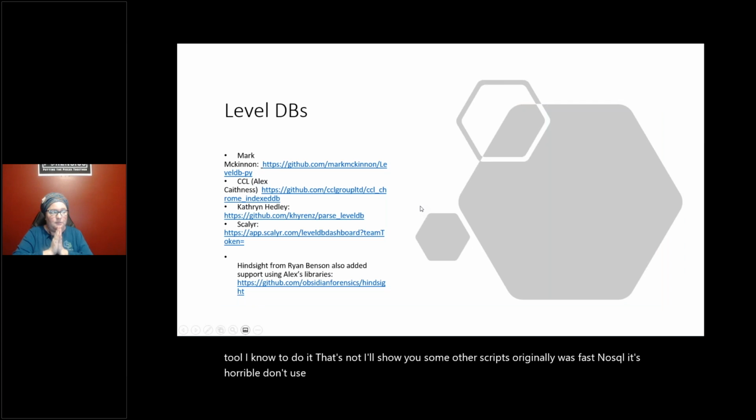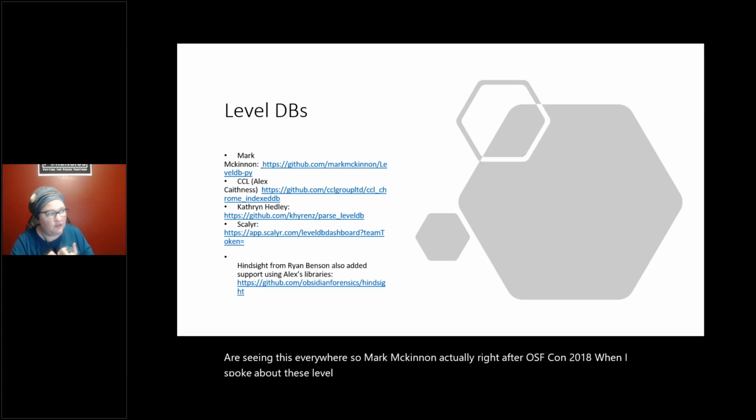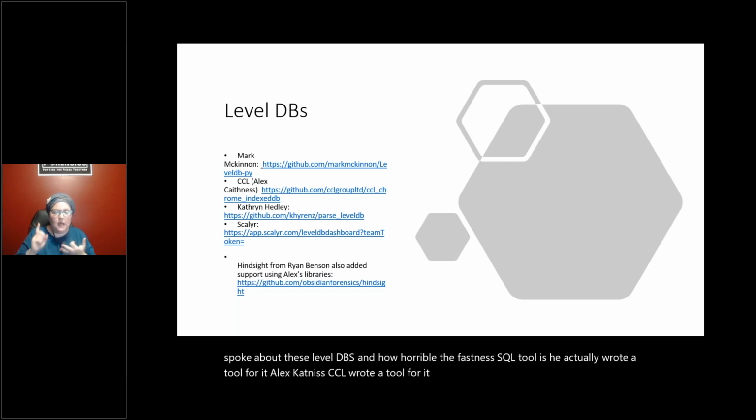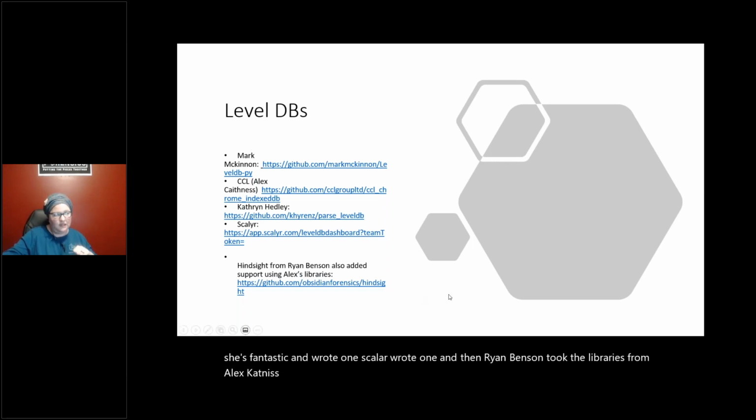So a bunch of folks in the community created tools. There's a lot of them because people are seeing this everywhere. So Mark McKinnon, actually right after OSDFCon 2018, when I spoke about these level DBs and how horrible the FastNoSQL tool is, he actually wrote a tool for it. Alex Caitness at CCL wrote a tool for it. These are all free on GitHub. Catherine Headley, she's fantastic, and wrote one. Scalar wrote one, and then Ryan Benson took the libraries from Alex Caitness and incorporated them into Hindsight. So there's a bunch of open source tools that support this.